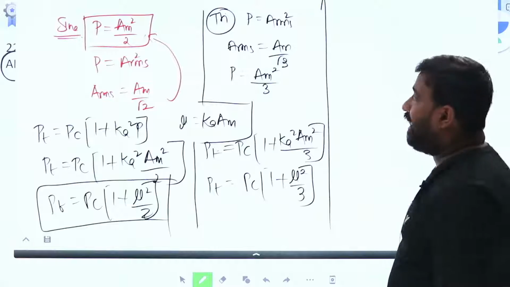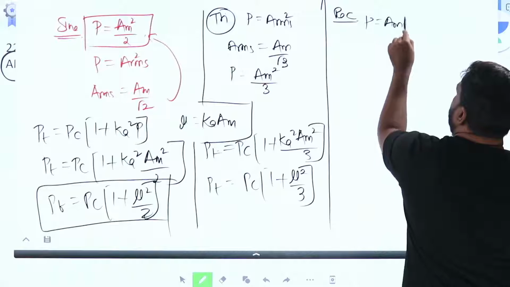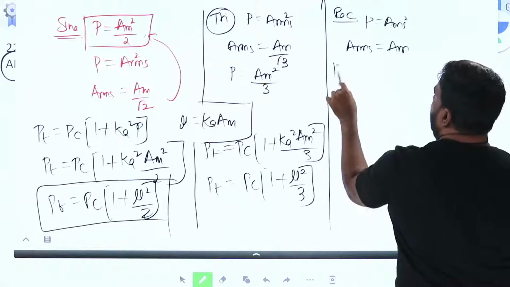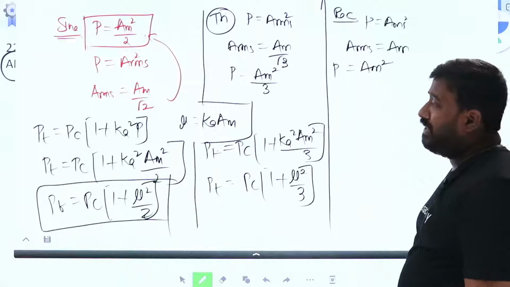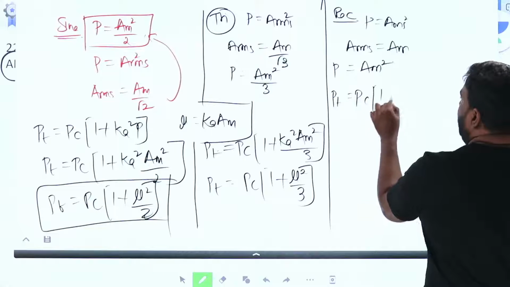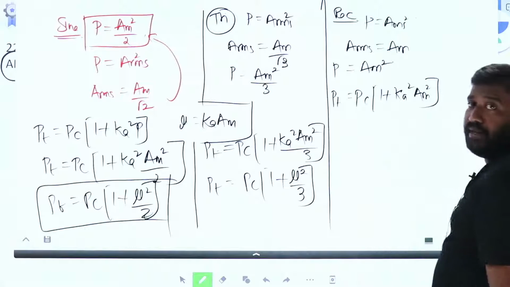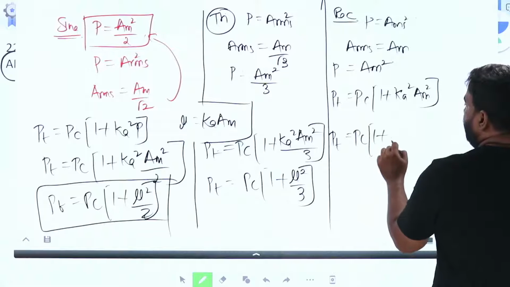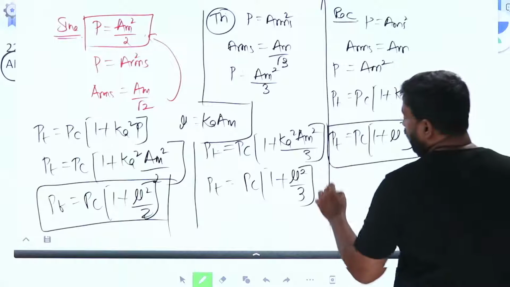If you calculate for rectangular input, power is A RMS square. For rectangular input, A RMS is equal to Am. Therefore, power is A RMS square, which is Am square. Message signal power is Am square. Substituting, PT is equal to PC into 1 plus Ka square P, P is Am square. Ka square Am square is mu square. Therefore, total power is PT is equal to PC into 1 plus mu square. This is for rectangular input and that was for triangular input.